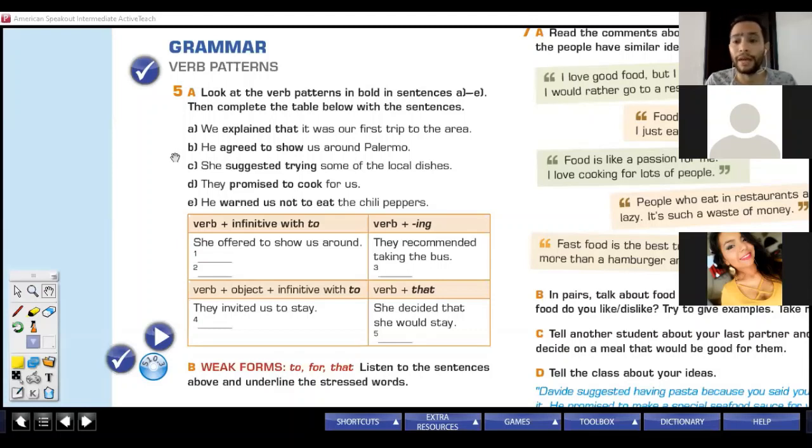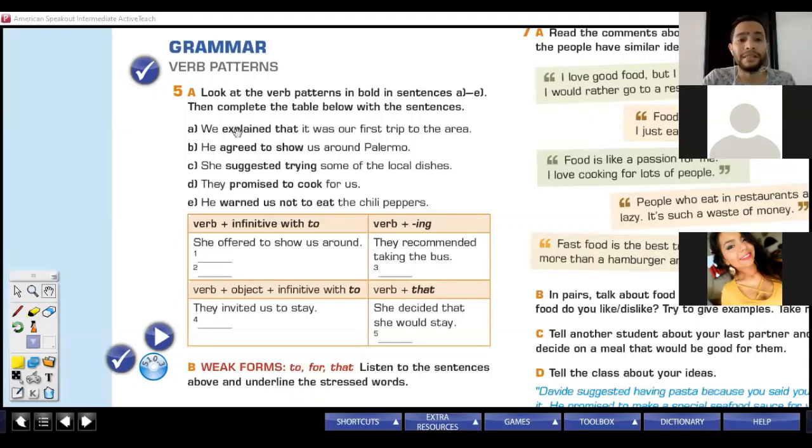For example, we have the first one. It says, we explained that it was our first trip to the area. We explained that it was our first trip to the area. Now, what happens to this verb? Which is the verb right here? The verb is to explain, right? Explain. But what happens after explain, right? After the word explain, we're using that.